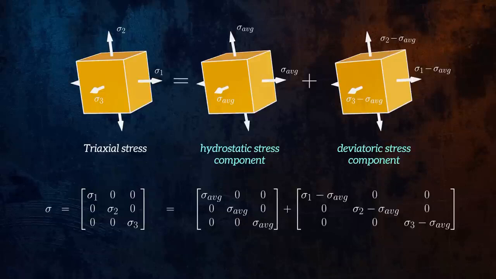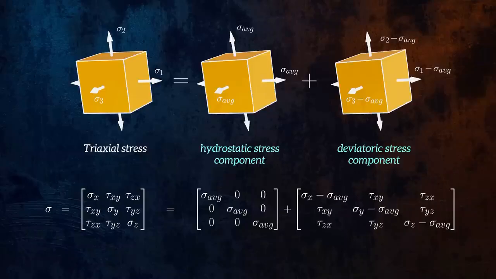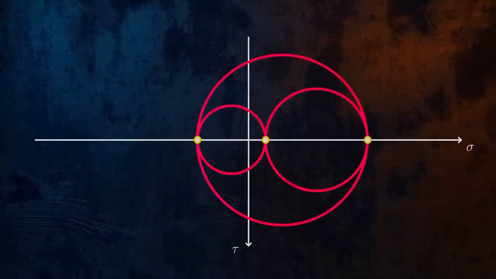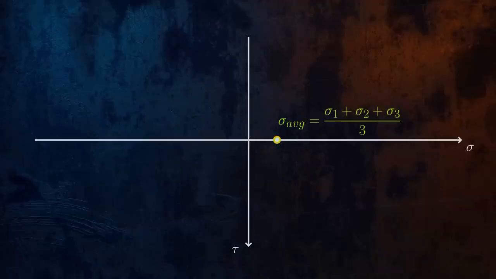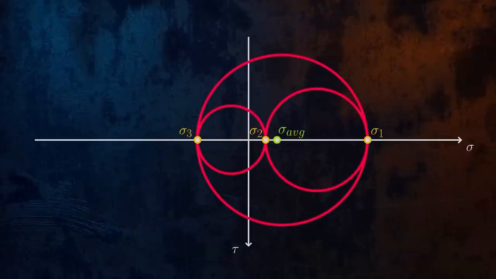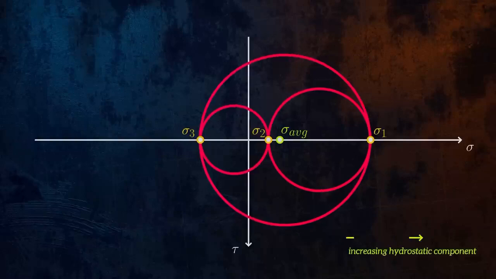Here we have described the stress state using the principal stresses, but we could also describe it for an arbitrary orientation of the stress element. It can be helpful to use Mohr's circle to understand the hydrostatic and deviatoric components of a triaxial stress state. For a hydrostatic stress configuration, there are no shear stresses, and so Mohr's circle reduces to a single point, equal to the average of the three principal stresses. Shifting Mohr's circle horizontally represents an increase in the hydrostatic component.